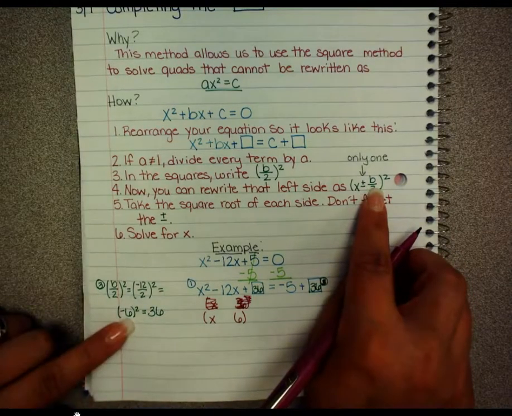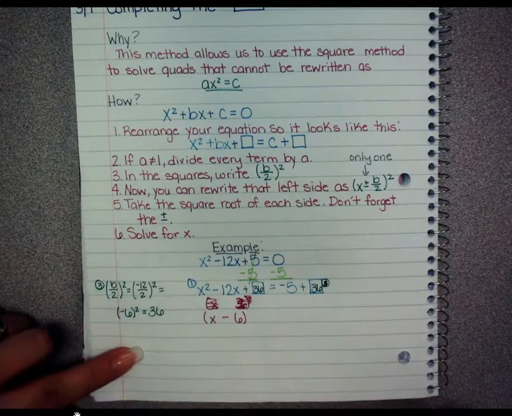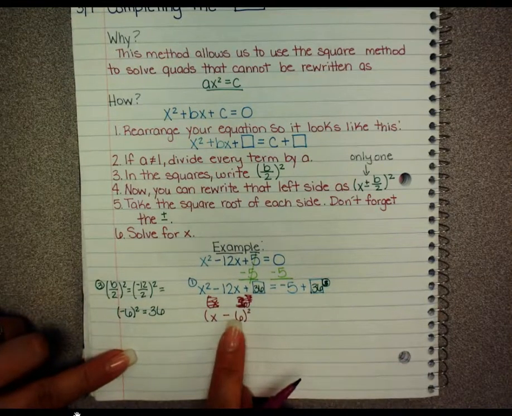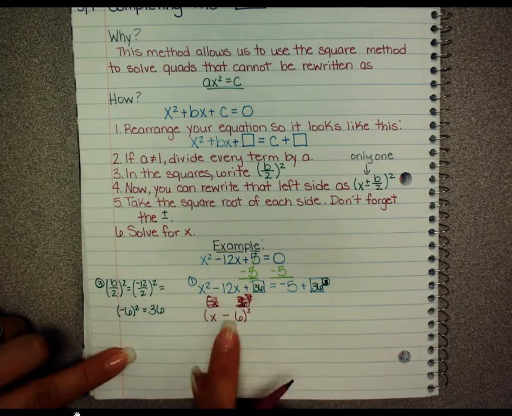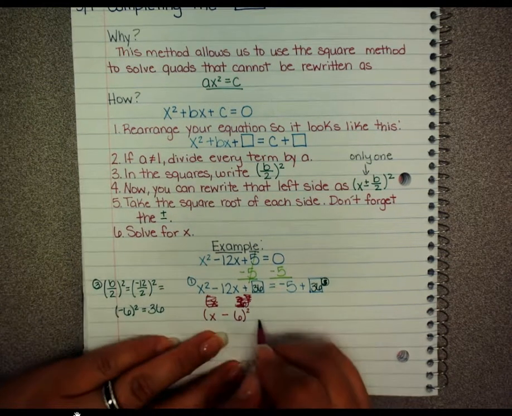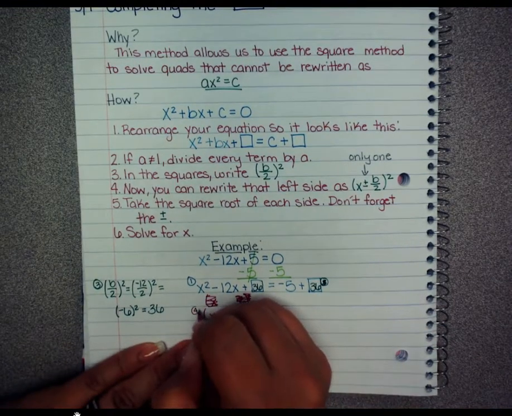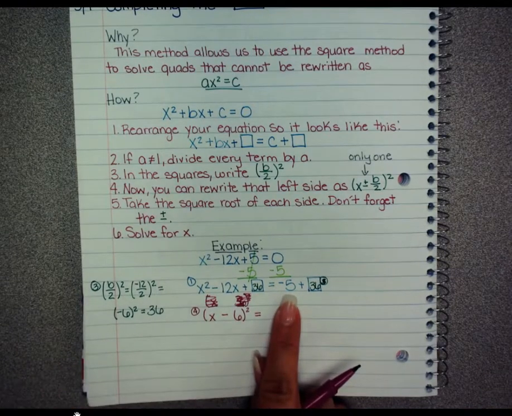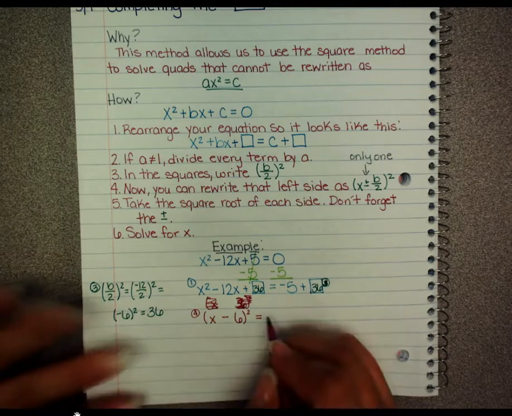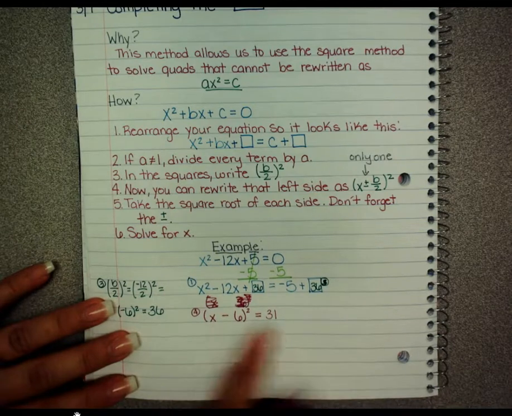Well, b divided by 2 was negative 6. So it's x minus 6 squared. The way you can check that is negative 6 plus negative 6 is negative 12, and negative 6 times negative 6 is positive 36. And it's equal to, so this is step 4, negative 5 plus 36. Negative 5 plus 36 is 31. So this is what we have right now.